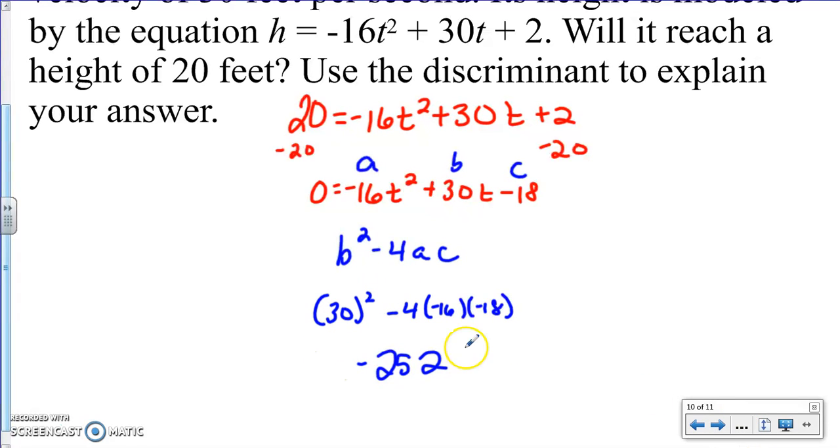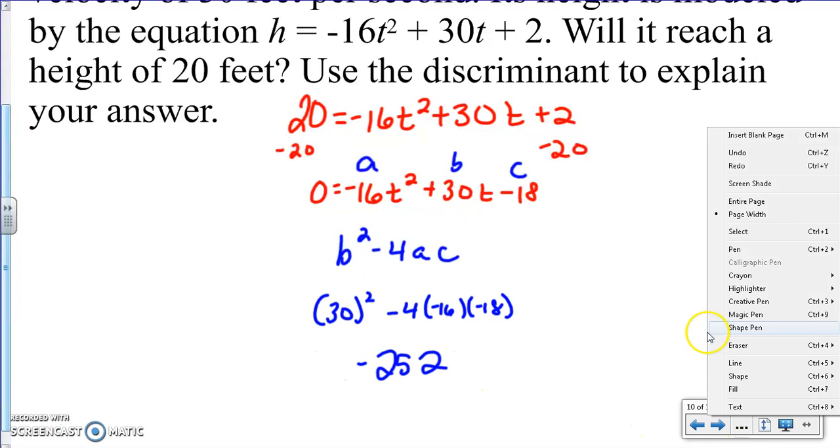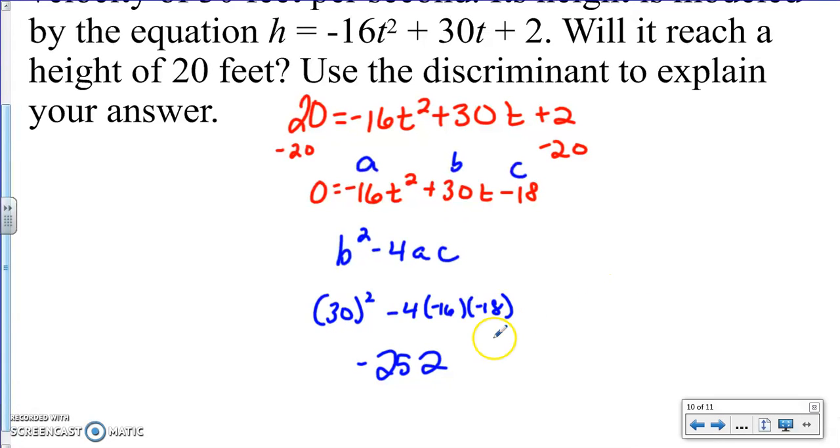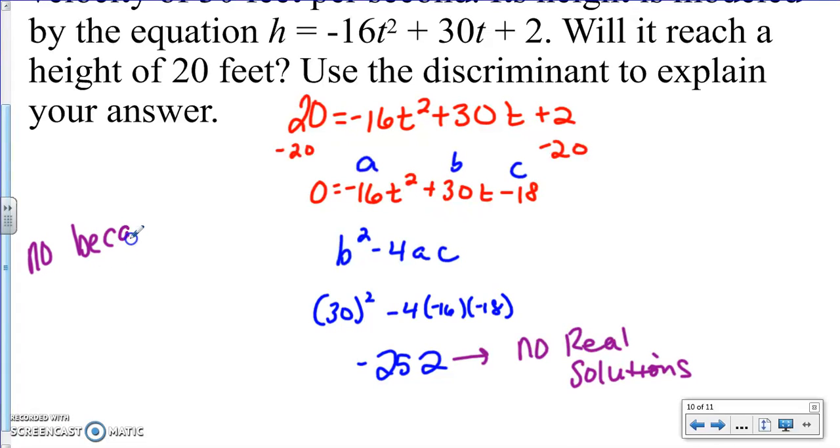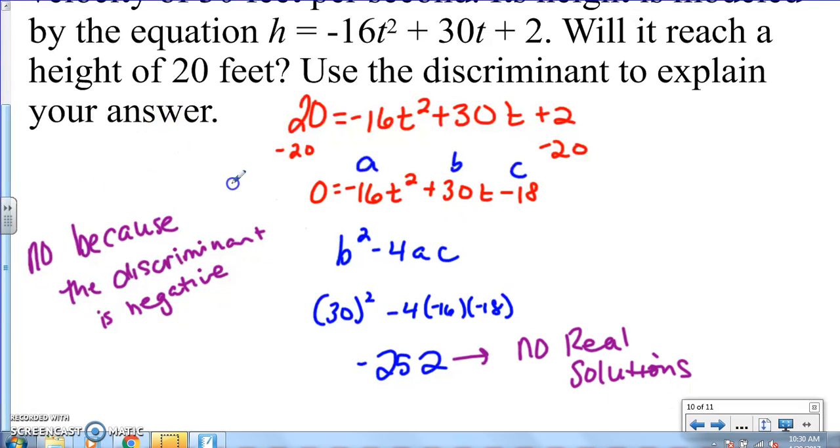Now, if you remember from the discriminant, when we do this, that means there's no real solutions because we got a negative there. So no real solutions is telling me that it actually is never going to reach that height. So your answer for this is going to be no, because the discriminant is negative. So if I can't get real solutions, that means it will never reach that height.